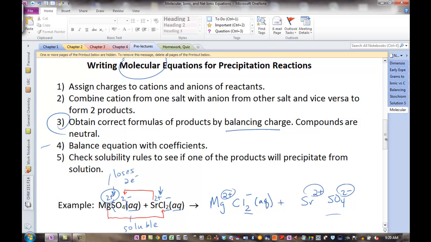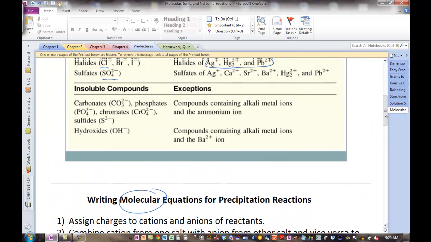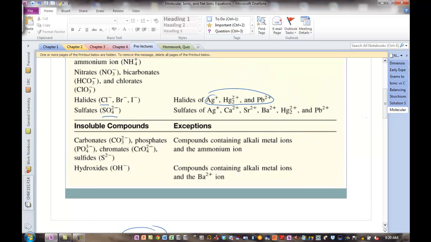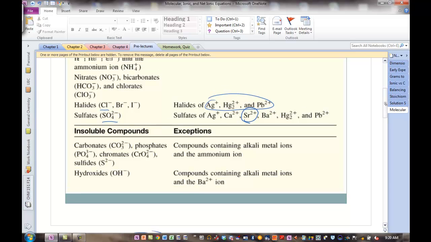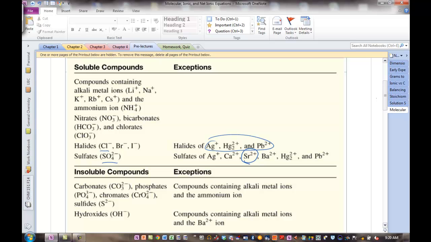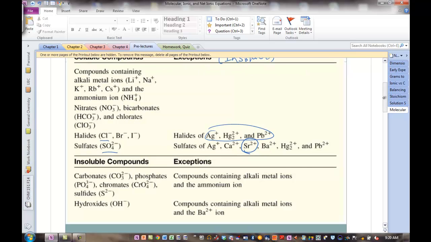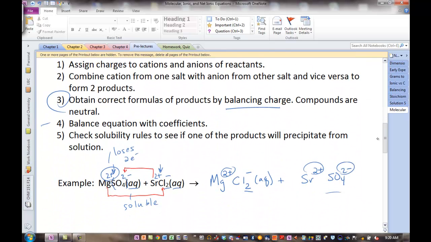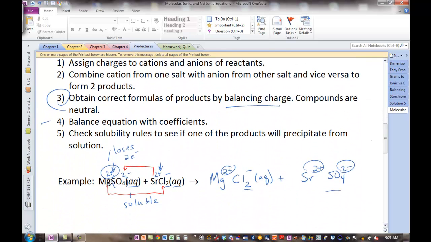What about sulfates? Most sulfates are soluble, but there are some insoluble exceptions, and one of those is when strontium 2+ is combined with sulfate. Okay, so remember at the top part of this table, soluble compounds, these exceptions are insoluble. So strontium sulfate will be insoluble. It will come out of solution as a solid. We say it precipitates from solution, and that will be a solid.